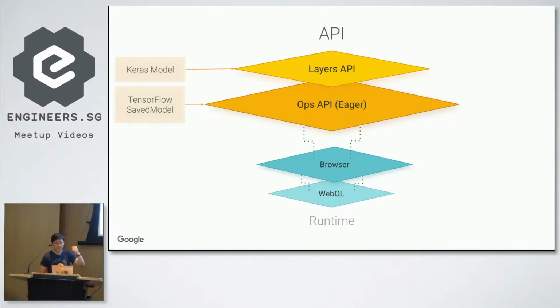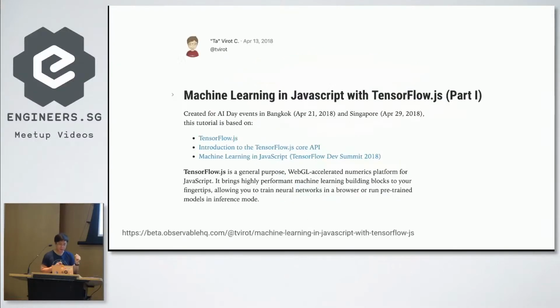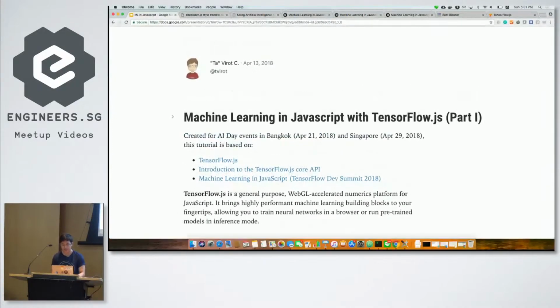And another layer is the layers API, which is the high-level API where you can simply call DNN and those kinds of things. That's sort of equivalent to the Keras model. You can actually import it in a Keras model, and I will show it to you shortly. Okay, I'll move to my first demo.